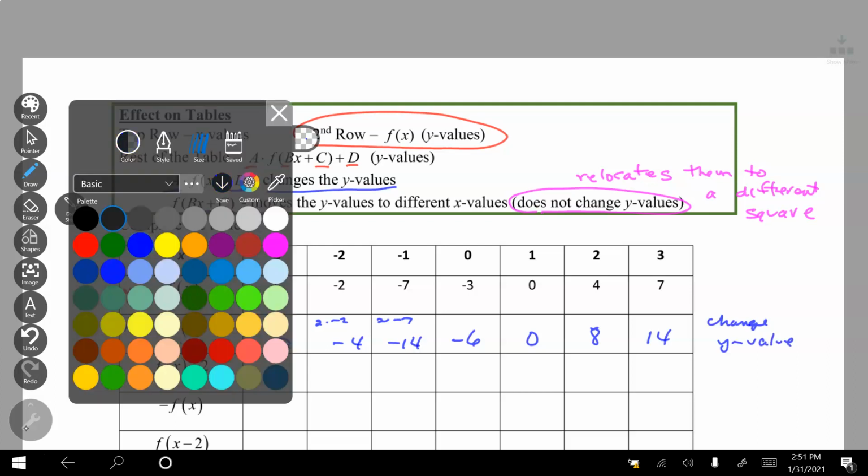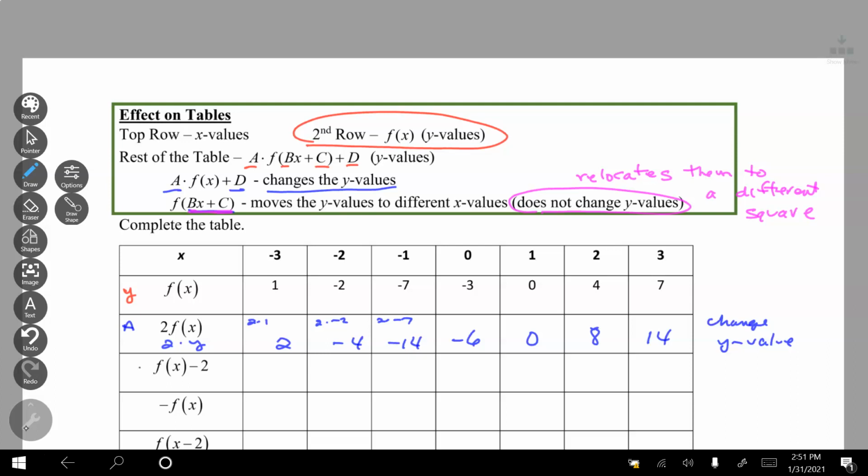Second row, I think I have the same thing. I have a D value, so I'm going to take all these y values and subtract 2. Not the one I did in blue, the original y value. So 1 minus 2, negative 2 minus 2. So I get the y values of negative 1, negative 4, negative 9, negative 5, negative 2, 2, and 5. And again, since I had a D, all I did was change the y value.